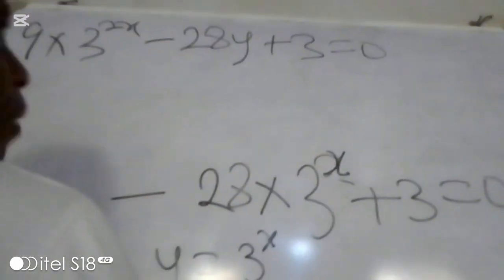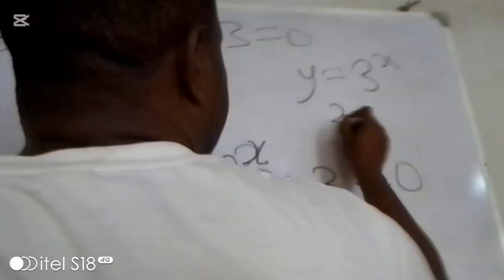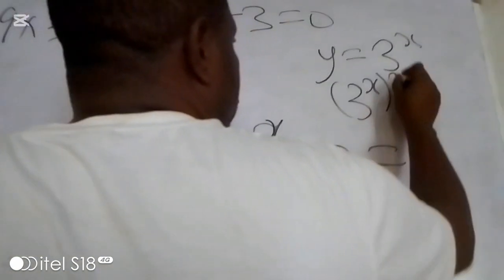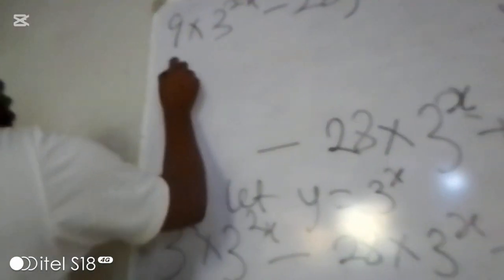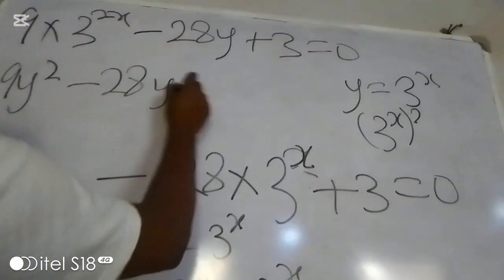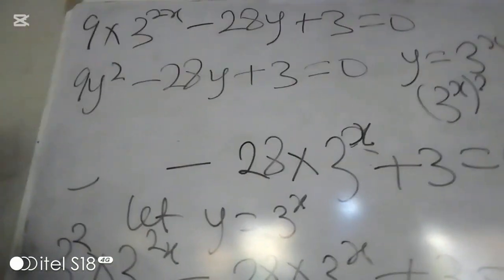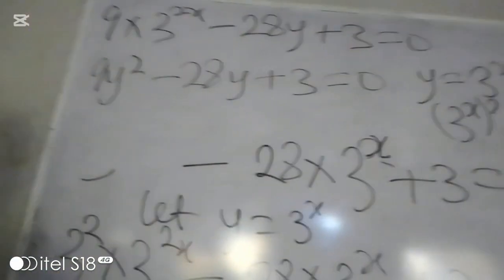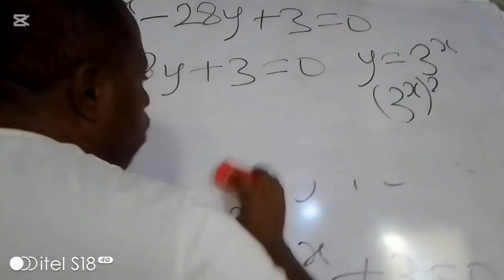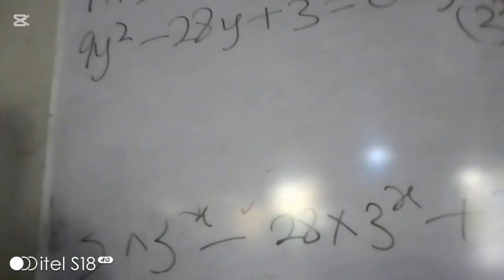But remember we say let y equal to 3 raised to the power x. 3 raised to the power 2x is the same as saying 3 raised to the power x, squared. So this now becomes 9y squared minus 28y plus 3 equal to 0. Are you following me? This has become a quadratic equation. So we have to factor it out.